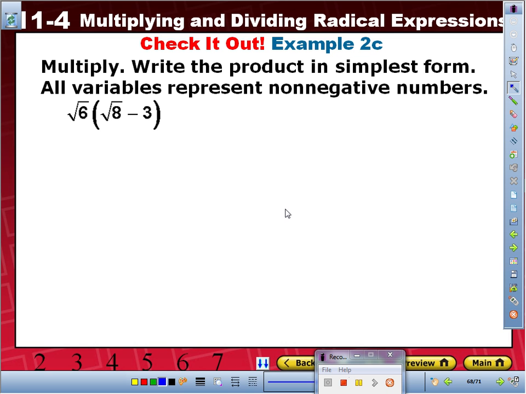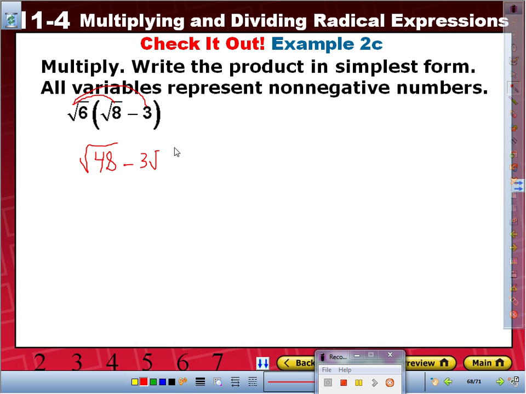Okay, let's see. What do we distribute? The square root 6, right? So this becomes square root of what? 48 minus 3 times that. That's 3 square root 6. Why didn't I multiply the 3 and the 6? Because the 3 does not have a radical.